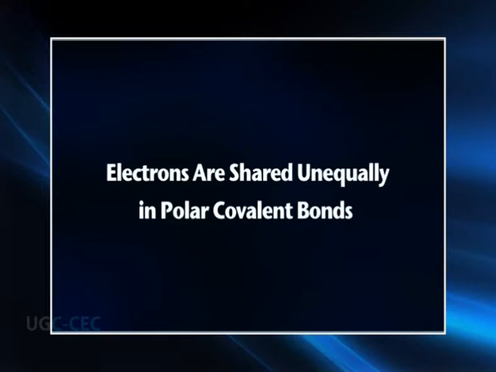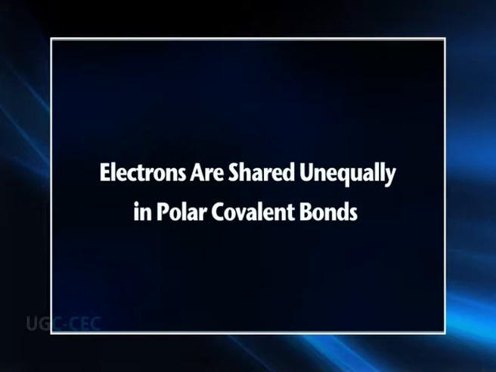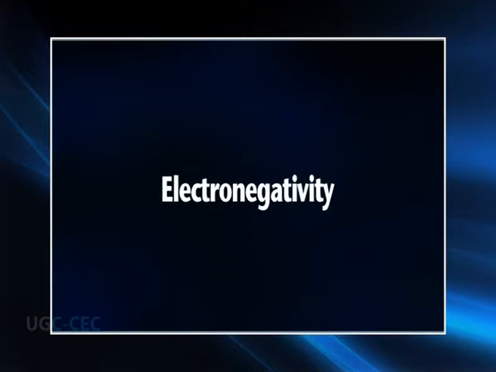Electrons are shared unequally in polar covalent bonds. In many molecules, the bonded atoms exert different attractions for the electrons of the covalent bond, resulting in unequal sharing of the electrons. The extent of an atom's ability to attract an electron is called its electronegativity.